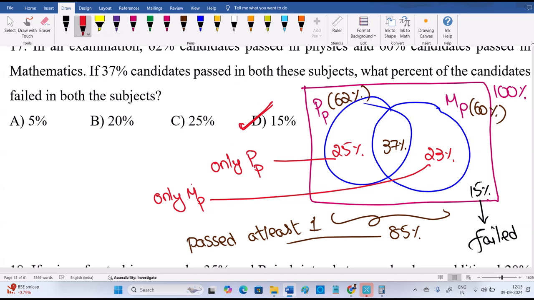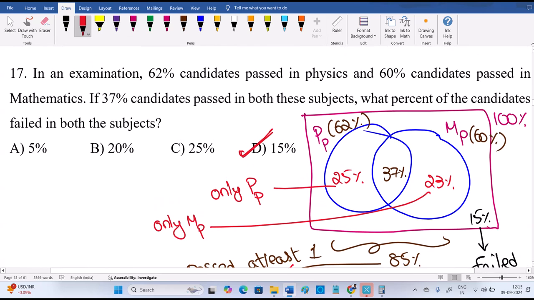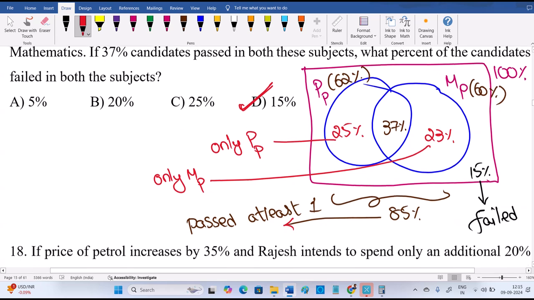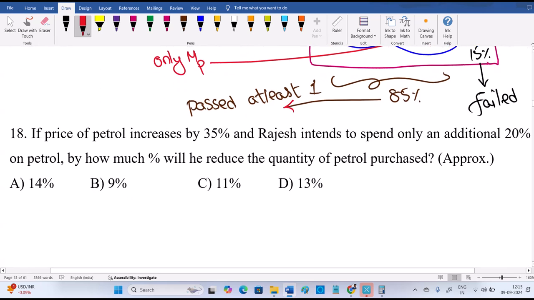Passed physics, passed maths 62 and 60, passed both is 37. So only physics passed is 25, only maths passed is 23. 15% failed. So passed at least one is 85%. But the question asks failed both, 15. Entire area, you see this in terms of area concept. And this is an excellent question.